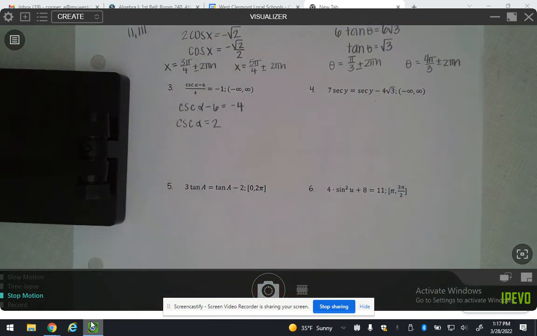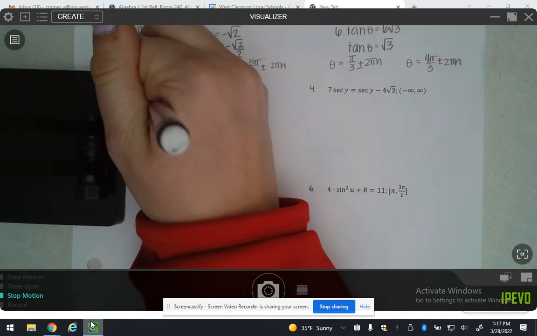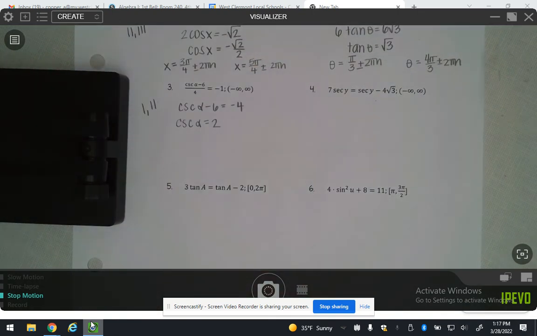Okay. Cosecant is the reciprocal of what? Sine. What's the reciprocal of 2? 1/2. When does sine equal 1/2? Pi over 6, right? Now, this is positive, right? What 2 quadrants is cosecant positive in? Because cosecant goes with sine. So what 2 quadrants is sine positive in? 1 and 2. Cosecant goes with sine. 1 and 4 is cosine.